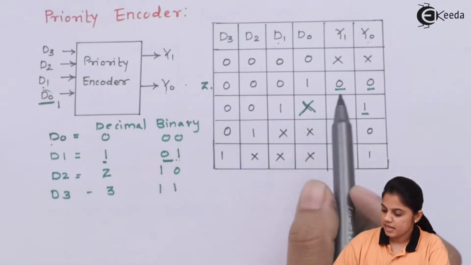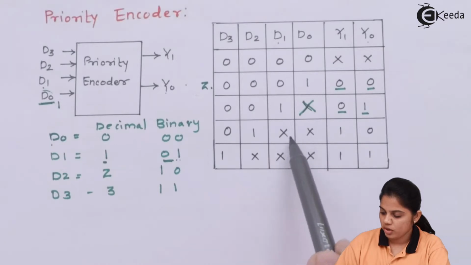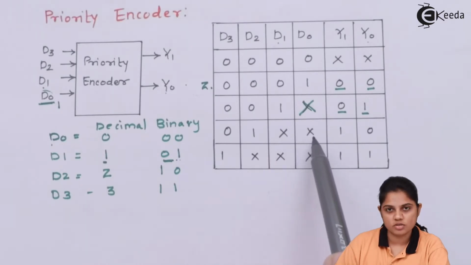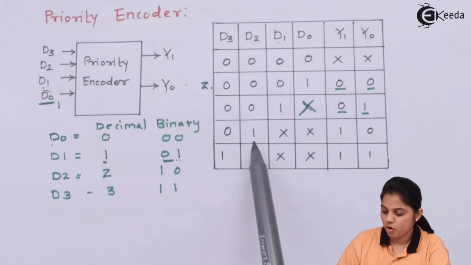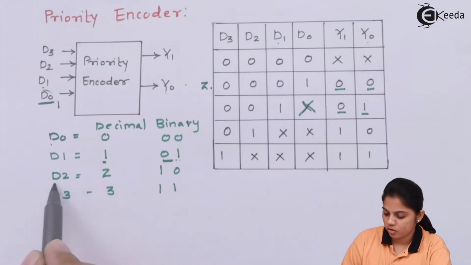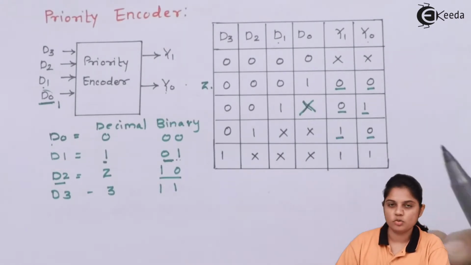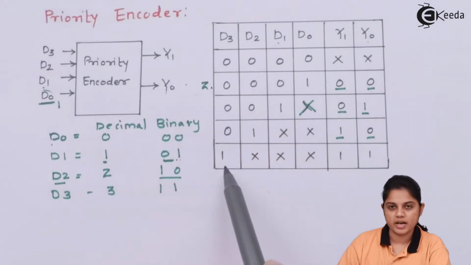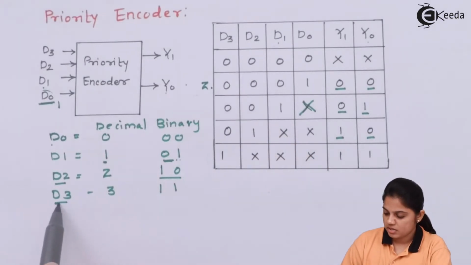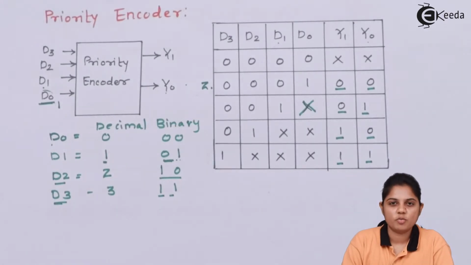In the third case, irrespective of what D0 and D1 are, these are don't cares, that means they can be either 0 or 1. Then here priority is given to D2, so the data for D2 is nothing but 1, 0, so output is equal to 1, 0. Now at last you have D3 as the priority, so the data for D3 is 1, 1, so 1, 1 will get produced across the output lines. So this priority can be set.